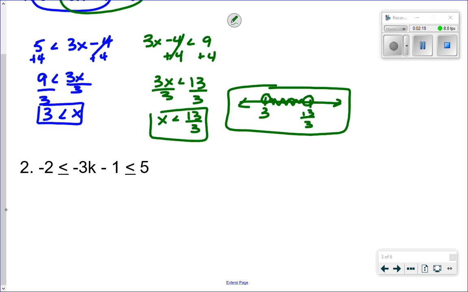Okay, number 2, I have again two different inequalities. I'm going to solve this one a little bit of a different way, and you can decide which one you like better. I'm just going to solve them at the same time. So I'm going to add 1 to each part. Negative 2 plus 1 is negative 1, less than or equal to negative 3k, less than or equal to 5 plus 1 is 6. And then the next step, I'm going to divide everything by negative 3.